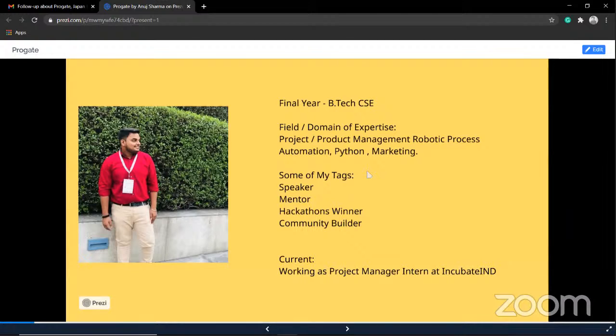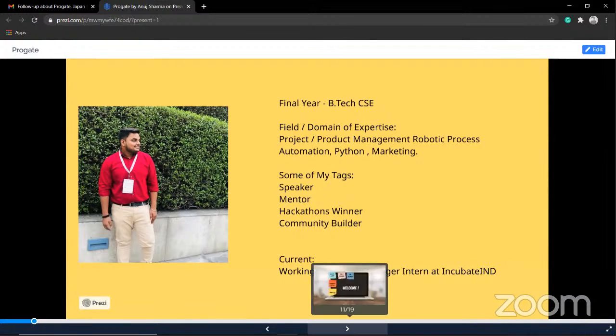Some of my tags: speaker, mentor, hackathon winner, community builder. I have been lead of Rajasthan's biggest student-led community. I am a hackathon winner. I have won around 2 to 3 hackathons and ideathons. I have mentored in different hackathons, and I have delivered many sessions across India. I have even given an international session on behalf of Google, crowdsourced to the Indonesian crowd. And I have been a mentor at Niti Aayog. I guess almost everyone knows about Niti Aayog. And currently I'm working as a project manager intern at Incubate IND.